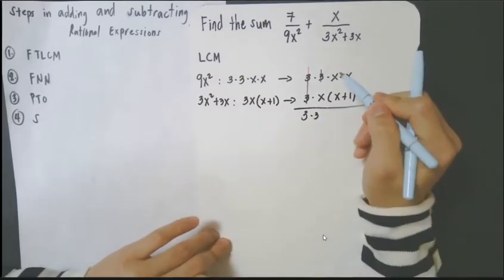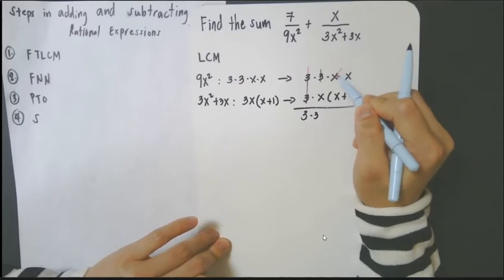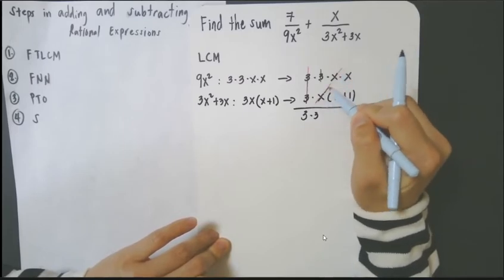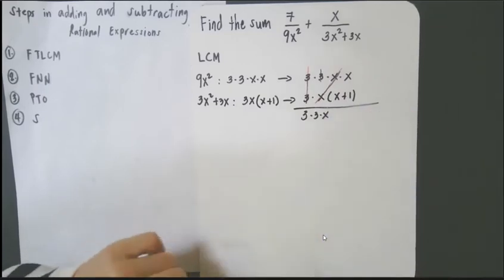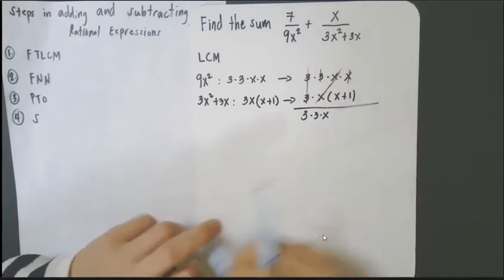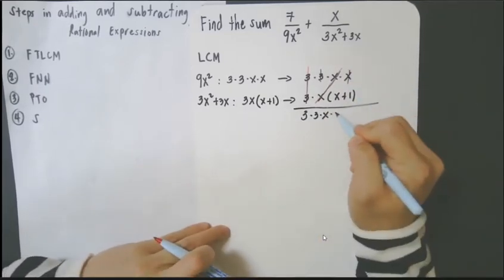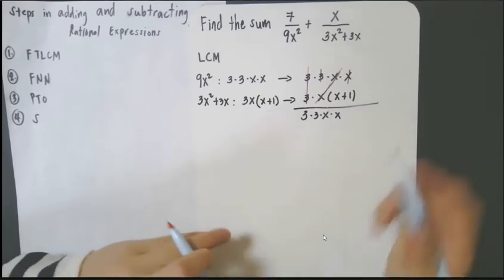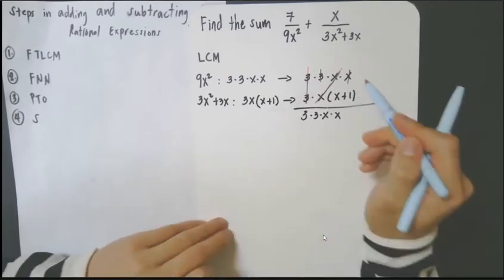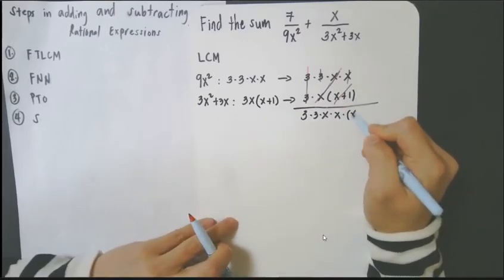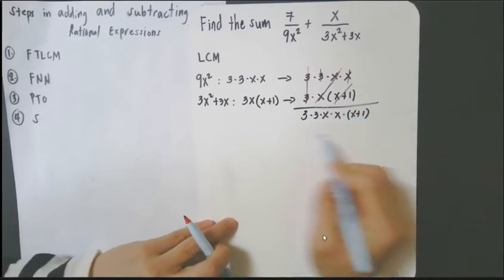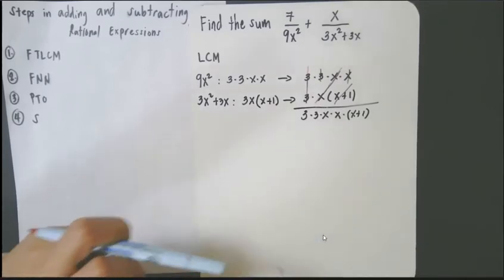Now these two x's, you can write a line here and put it down here. Now that x as well will go down, and then this x plus 1 as well will go down. So we have x plus 1. So this is now our LCM of the two expressions.